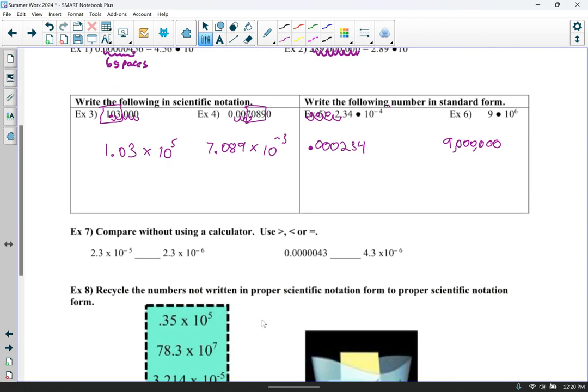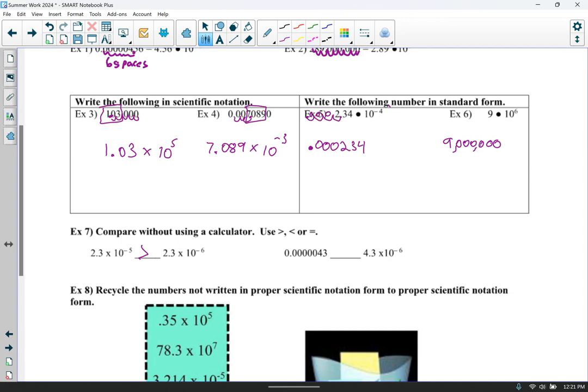Scientific notation gives us a great ability to compare the size of numbers without using a calculator. So for example, 2.3 times 10 to the negative fifth and 2.3 times 10 to the negative sixth. I quickly know that 2.3 times 10 to the negative fifth is larger than 2.3 times 10 to the negative sixth just by comparing the powers of 10, right? This 2.3 is going to be closer to our decimal point than 2.3 times 10 to the negative 6, making it larger.